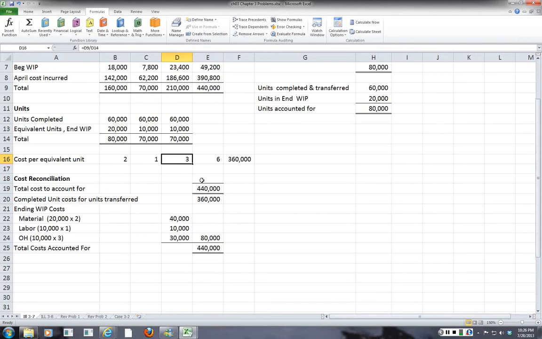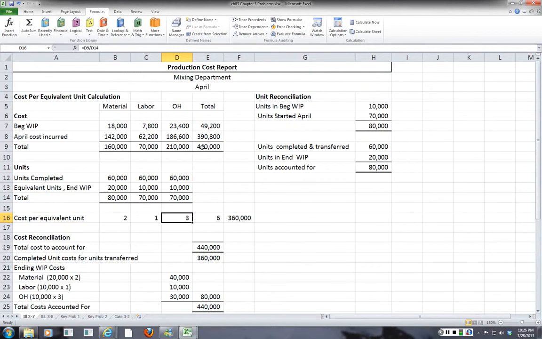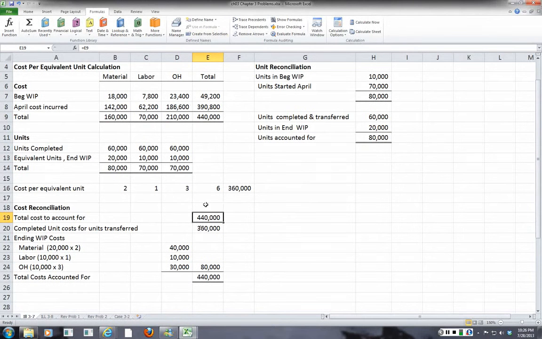Now, one of the things you want to do is reconcile this cost. We've incurred $440,000. So that's what we've got right here, $440,000 we've got to account for. You account for that by taking what's the input that has gone into this process. So what goes out is that $360,000, 6 times the 60,000 units, and you have ending inventory here. In the case of material, it is $2 times 20,000 units, so that's $40,000. In the case of labor, it's 10,000 units times $1 to give $10,000. And then overhead, as you can see here, is 10,000 units times $3.